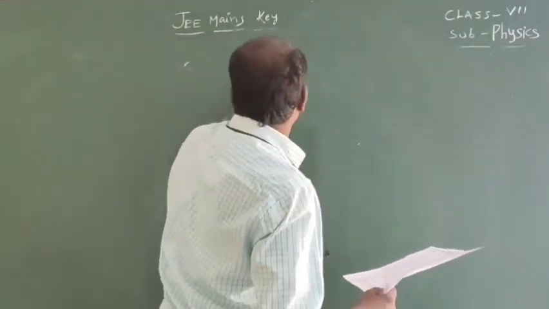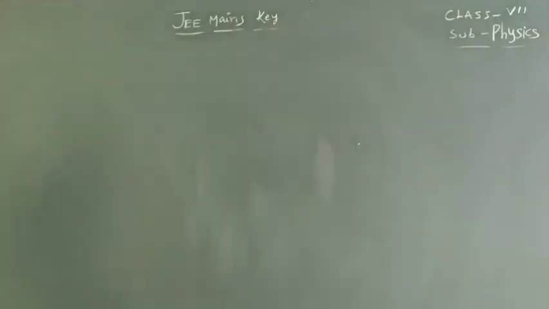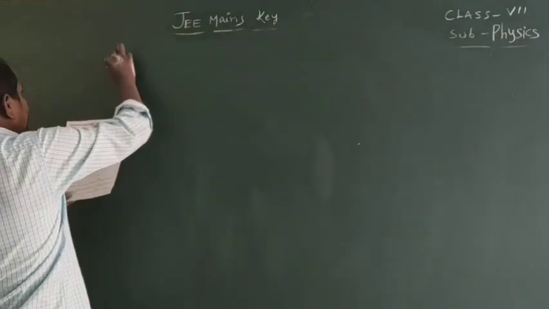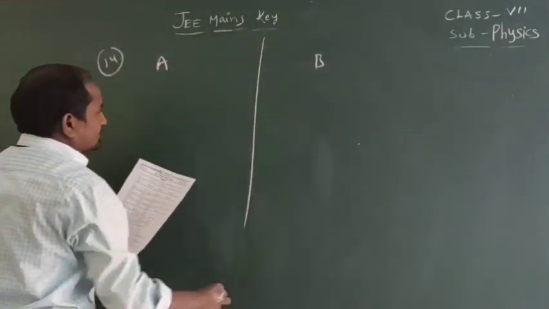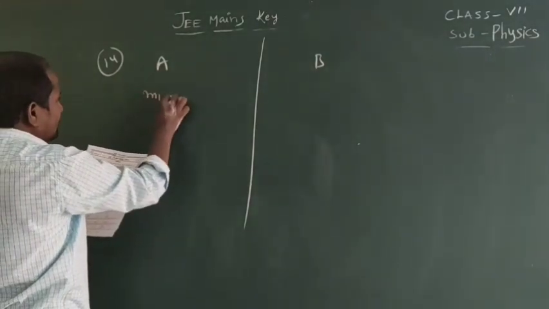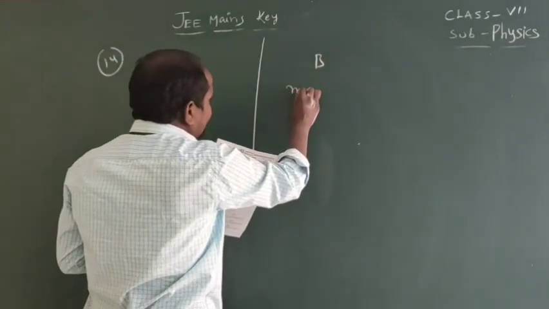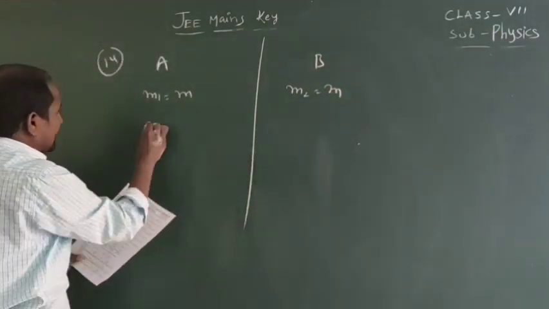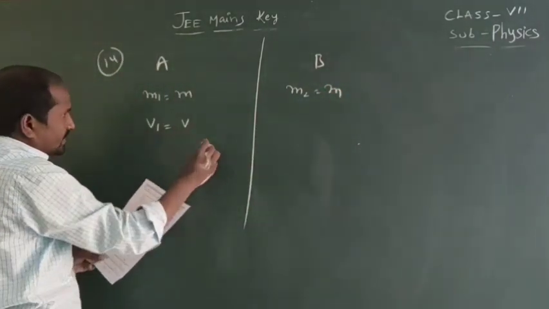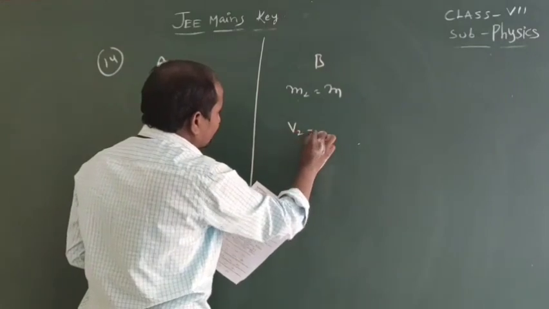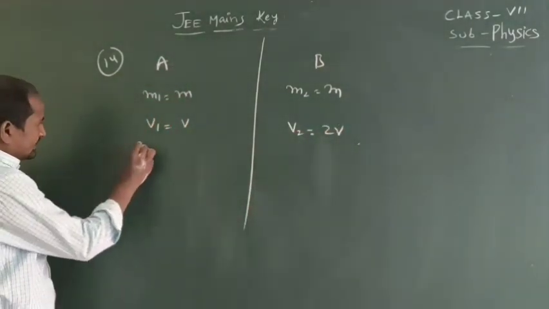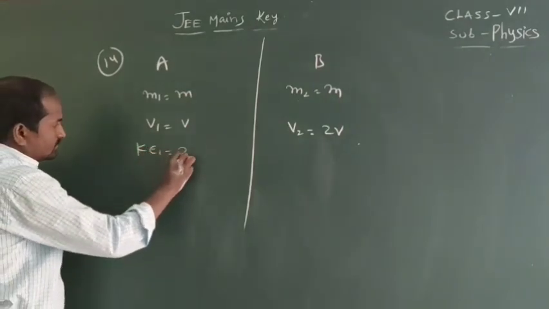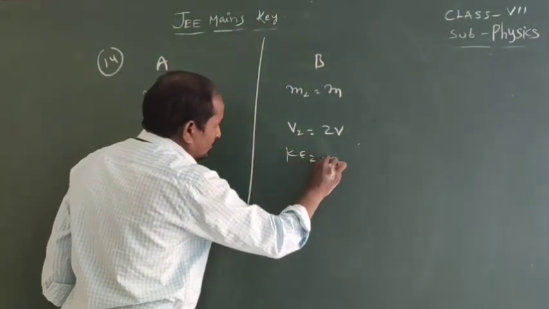Here are two different bodies, A and B, but the mass is equal. These two bodies are moving with two different velocities. Here m1 equal to m and m2 equal to m. The first moves with velocity v and the second with velocity 2v. Okay, then find the KE ratio. KE1 equal to how much and KE2 equal to how much.